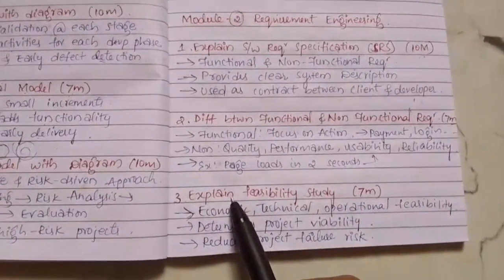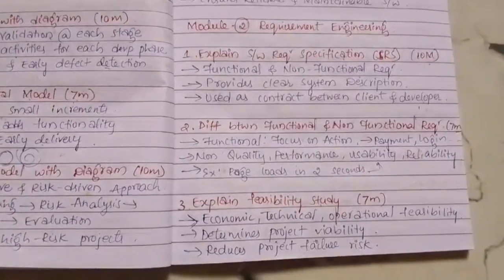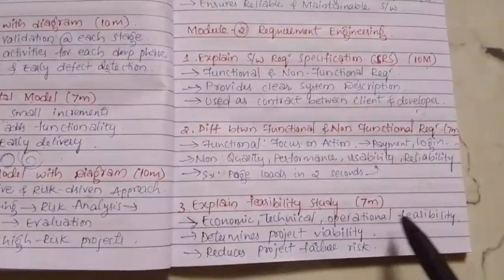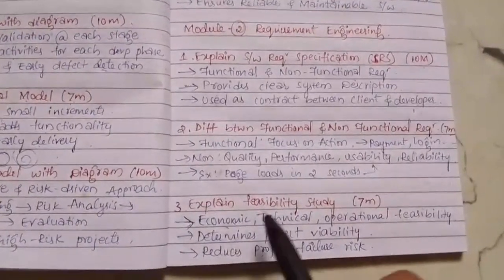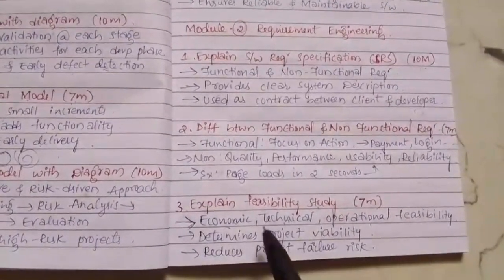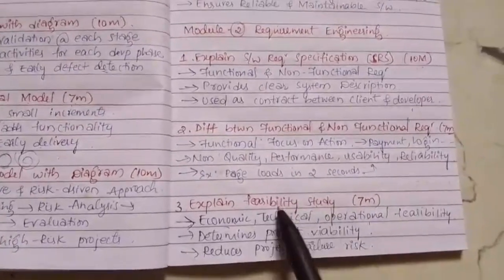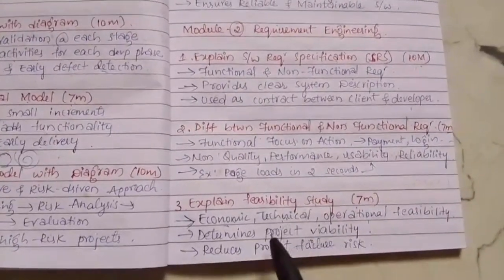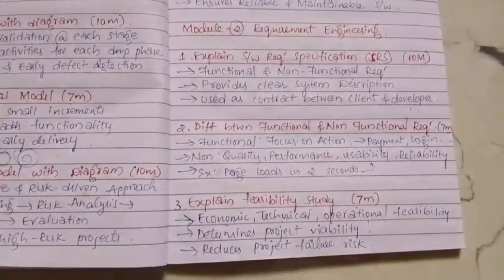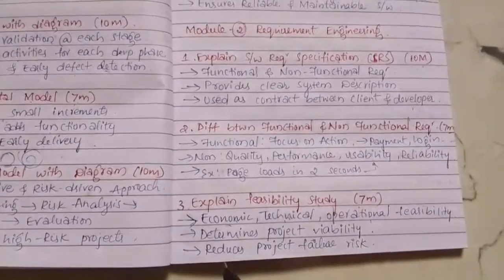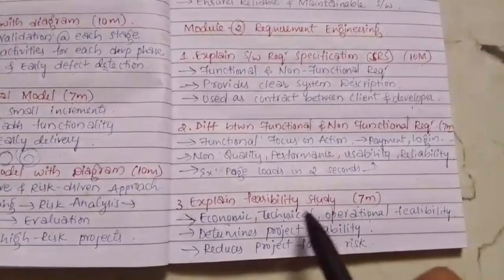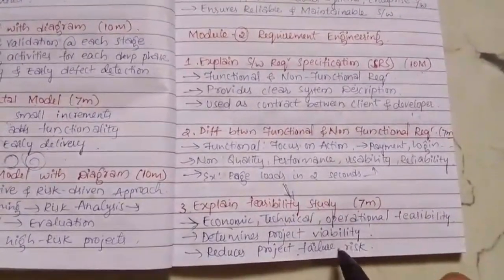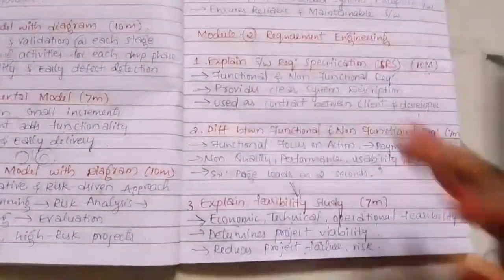The third question is explain feasibility study. You have to explain economic, technical and operational feasibility. These three you have to explain. This is asked for 7 marks, and the feasibility study determines the project viability and reduces the project failure risk. This is the third question in module 2.